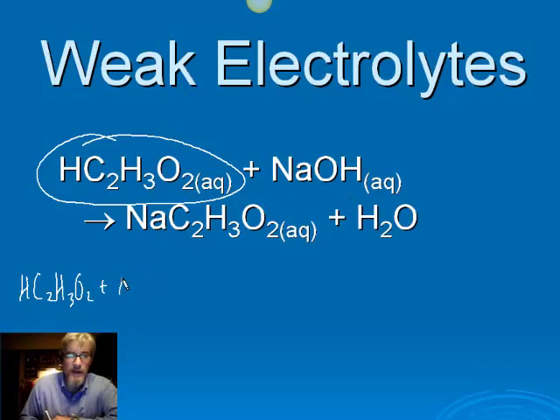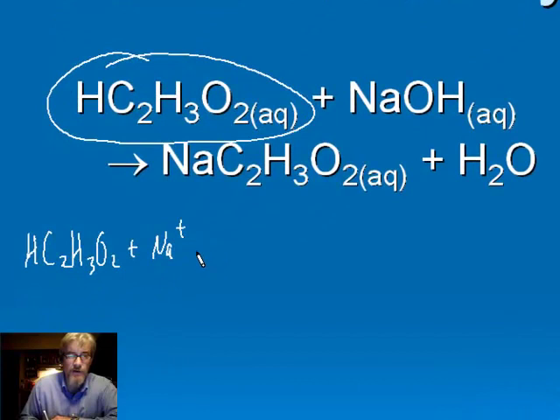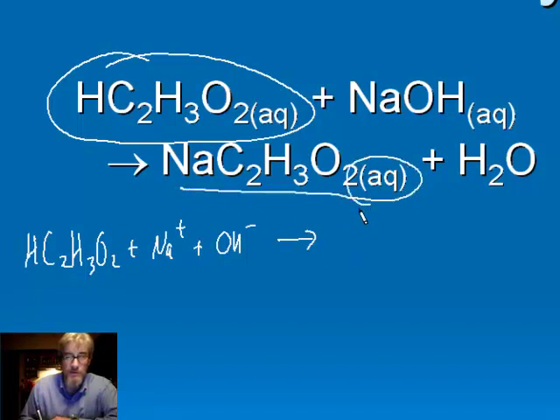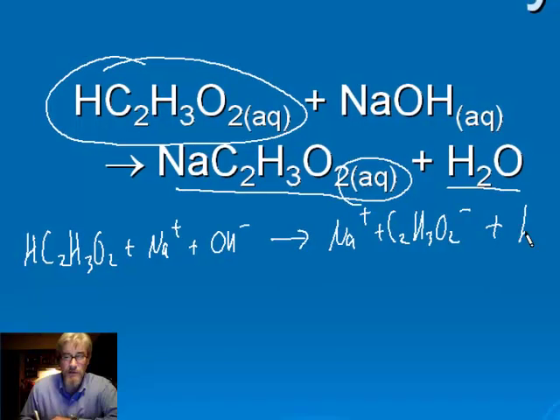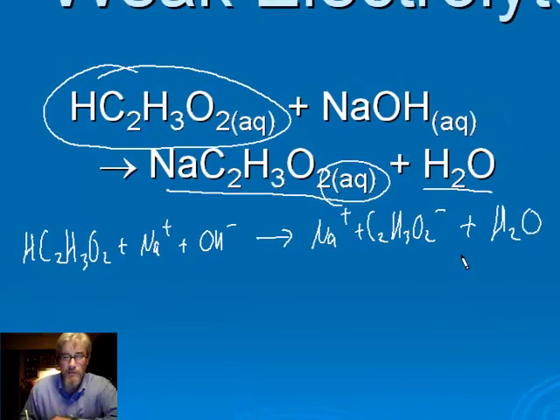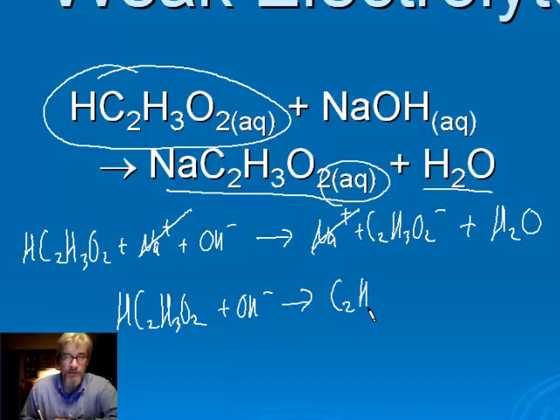Sodium hydroxide I can split up because that's aqueous and it's soluble, it's a salt. So Na plus OH minus. And then on the right hand side of the arrow, that's aqueous and it's a salt, soluble. So Na plus C2H3O2 minus plus H2O. Well, I can't split that up because it's not a strong electrolyte, it's just water. If I'm going to write the net ionic equation, I can take sodium out of here, but I still have to keep that weak acid together. So it's HC2H3O2 plus OH minus makes acetate ion and water.